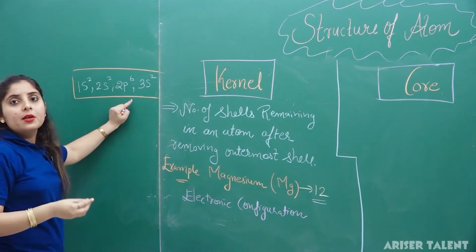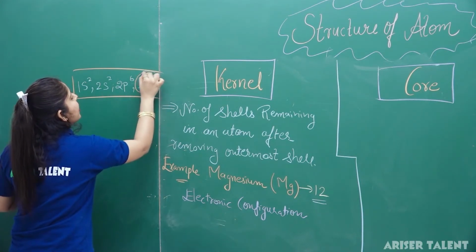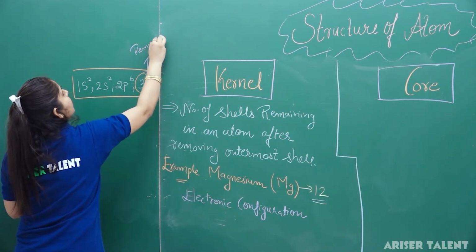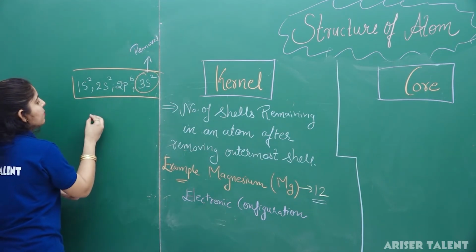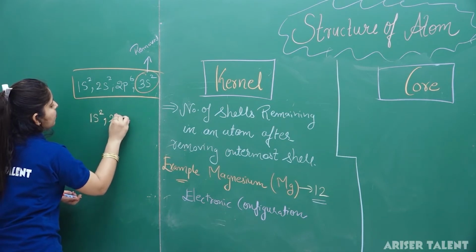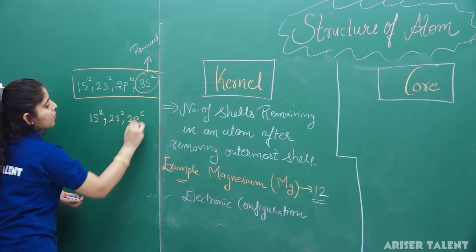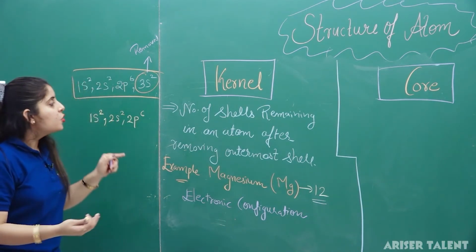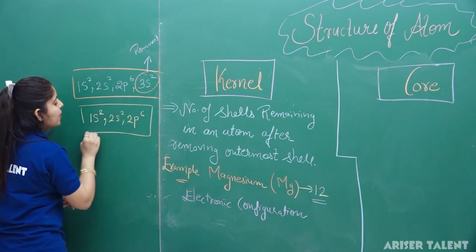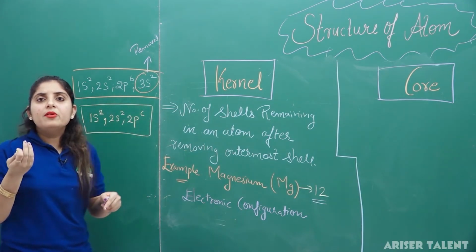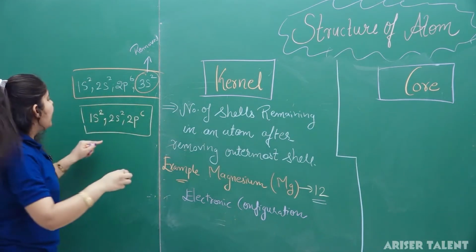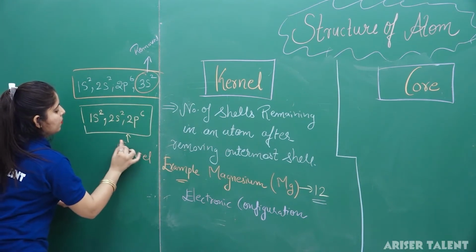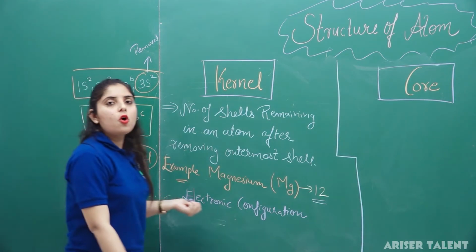Now we are removing the outermost shell of the atom. If 3s2 is removed, what will we get? We will get 1s2, 2s2, 2p6. It means the outermost shell of magnesium has been removed. So this is known as the kernel of an atom. It means the part that remains after removing the outermost orbit of an atom. So this is all about the kernel.